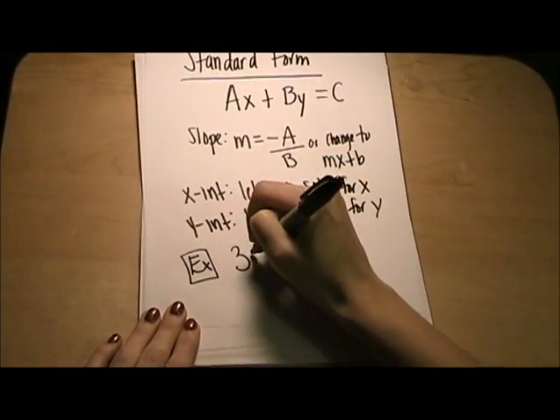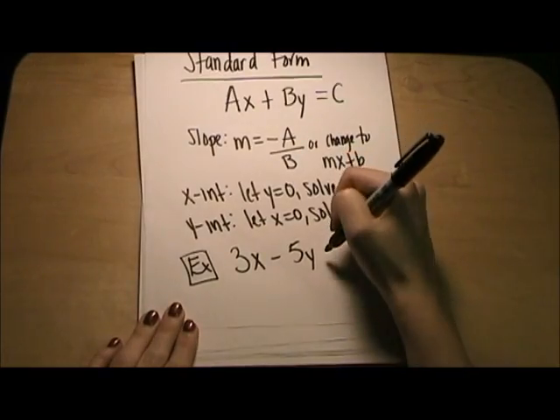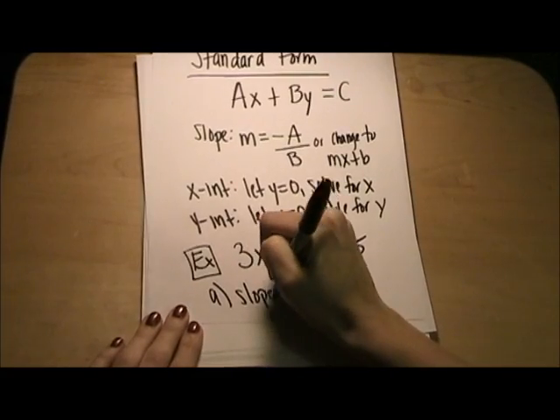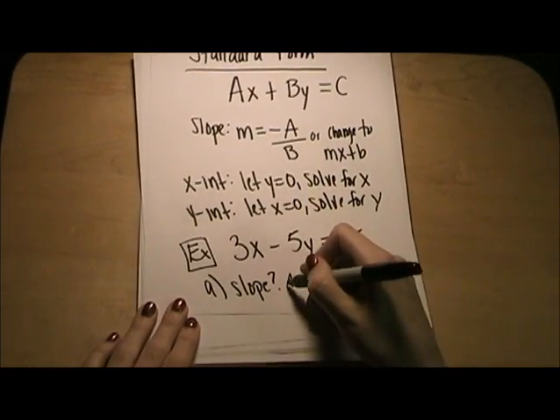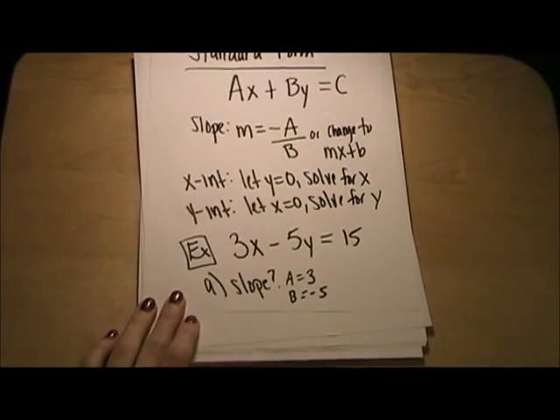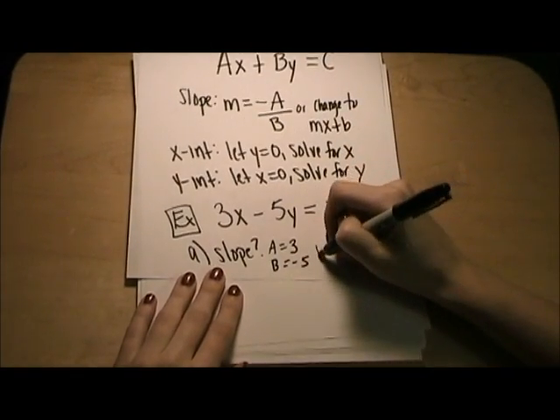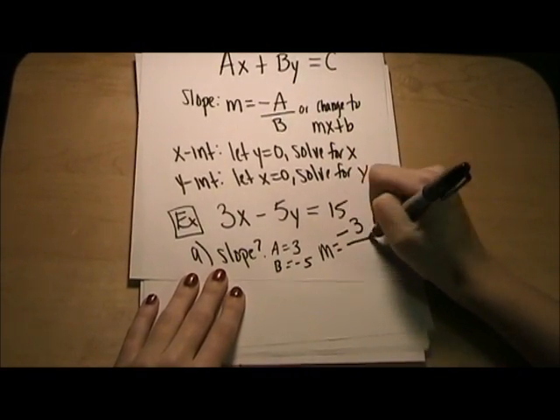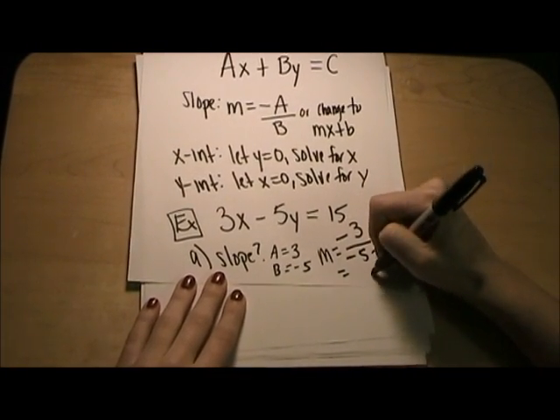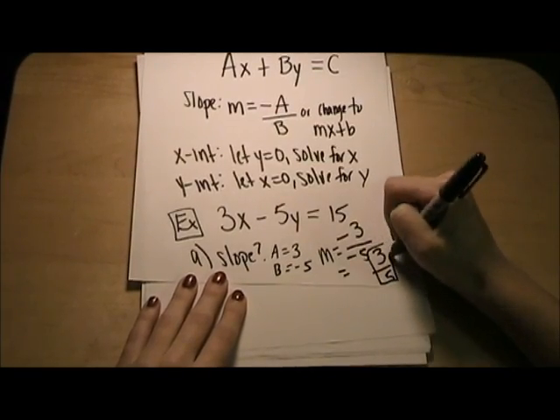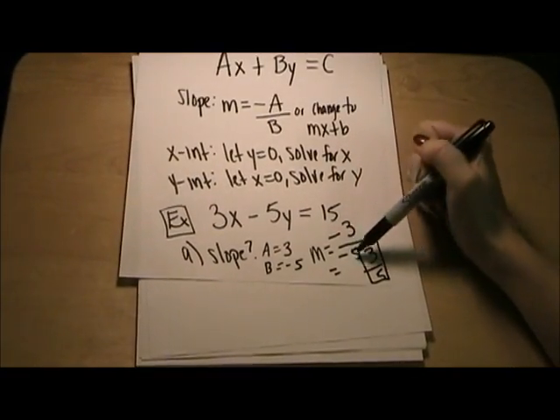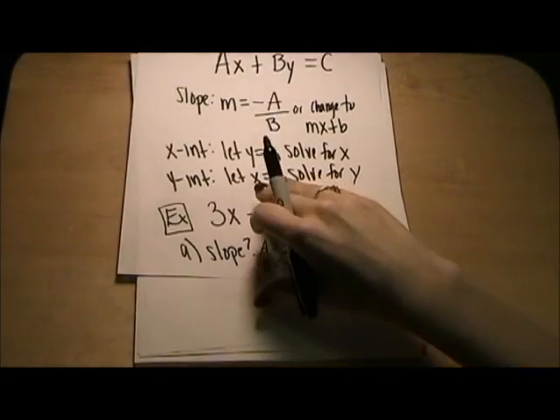So if I gave you 3x minus 5y equals 15, and I asked for the slope, a equals 3 because it's in front of the x, b equals negative 5 because it's in front of the y, so our slope is negative a over b. Negative divided by negative becomes a positive. So positive 3/5 is our slope. So again, negative a over b, negative over negative becomes a positive.